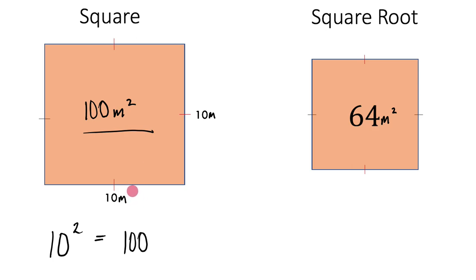But let's now work in reverse. Let's say they gave you the area and said, can you figure out what the side length is going to be? Well, to do that, I'm going to do a square root. The square root of 64 is going to be 8. So 8 times 8 is 64, and meters squared, so I can put a meters here if I really wanted to. So hopefully you can see how they're opposite to one another and why we call them squares.